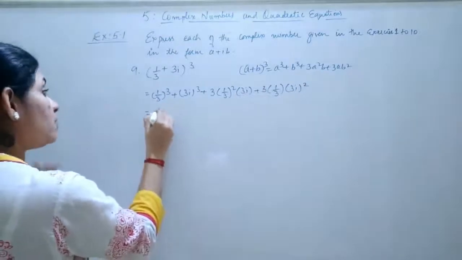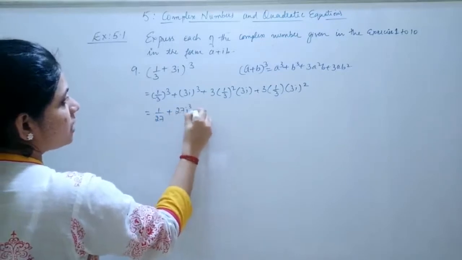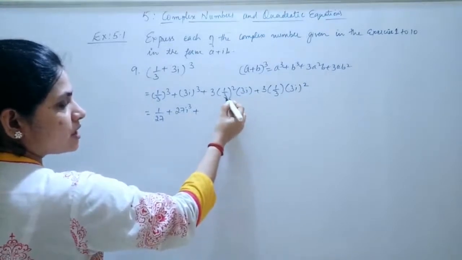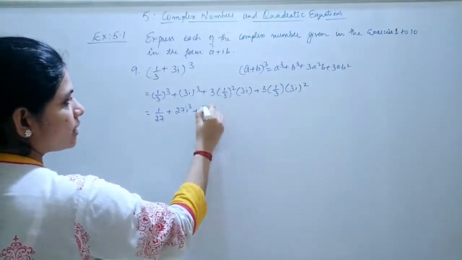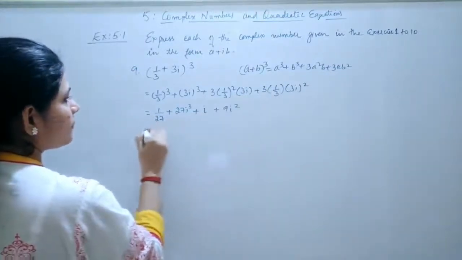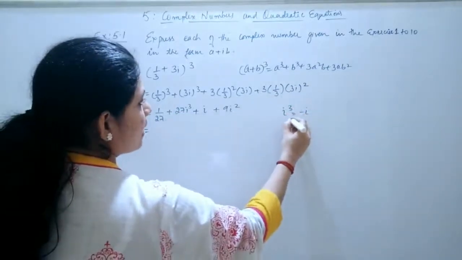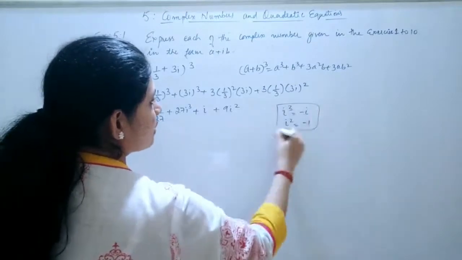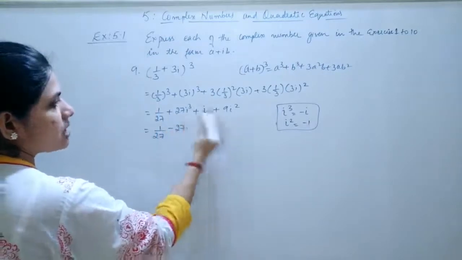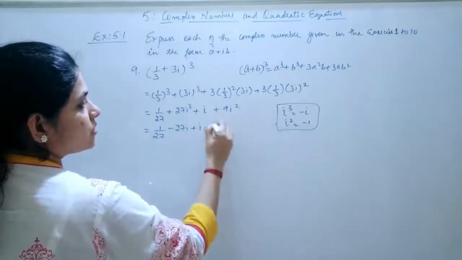which is equal to 1/27 plus 27i cube plus, here you have two 3s in the numerator and two 3s in the denominator also, so that gets cancelled and you will get only i in the numerator. Here again 3 3s get cancelled, so this will become 9i square. Now you can just change, that is i cube is minus i and i square is minus 1. We can replace the values: 1/27 minus 27i, because i cube is minus i, plus i, and this i square is minus 1, so this will become minus 9.